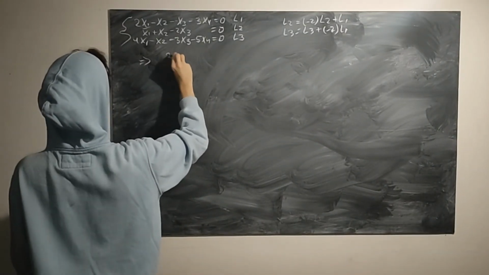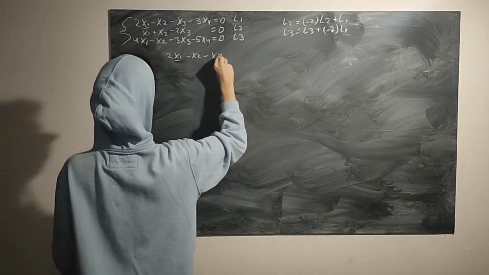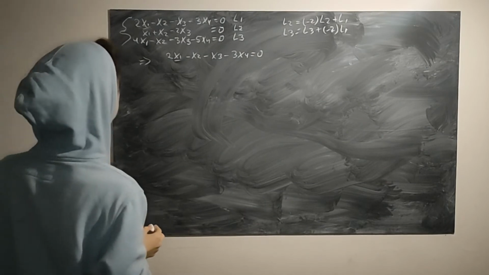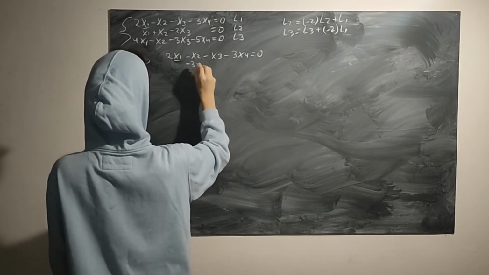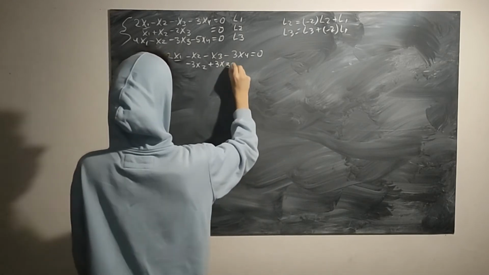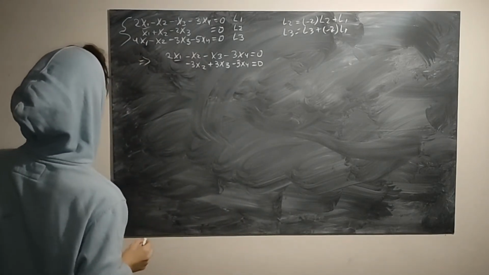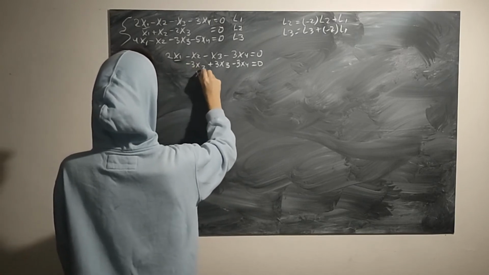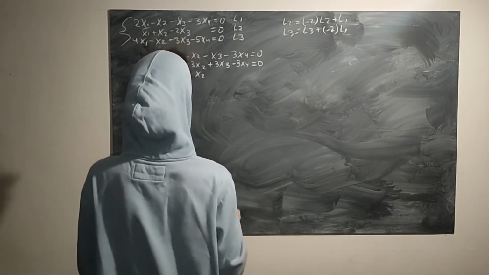Take the first variable, x1, and create zeros under x1. Equation 2 will be equal to minus 2 times equation 2 plus equation 1, and equation 3 can be equal to equation 3 plus equation 1 times -2. And here we have an update. 2x1 minus x2 minus x3 minus 3x4 equals 0. Minus 3x2 plus 3x3 minus 3x4 equals 0. x2 minus x3 plus x4 equals 0. And the first equation can be crossed out.